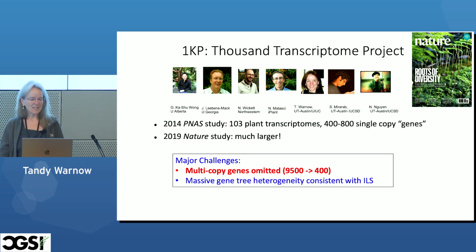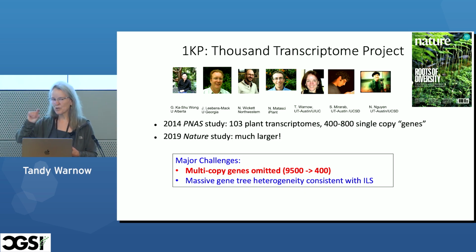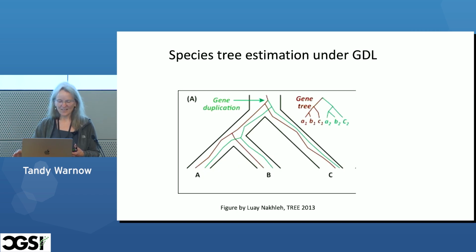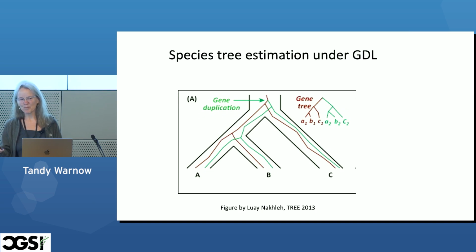So back to the 1,000-plant transcriptome project, because now I'm switching gears. In the 1,000-plant transcriptome project, we're working with plants, lots of multicopy gene families, and we had to eliminate the multicopy gene families to do the analysis. We had 9,500 different gene families. Only 400 of them were single copy. We threw out 9,000 gene families, and we only had 400 left, and we did the phylogeny based upon what was left. Why did we do that? We did that because we didn't have methods to work with multicopy gene families.